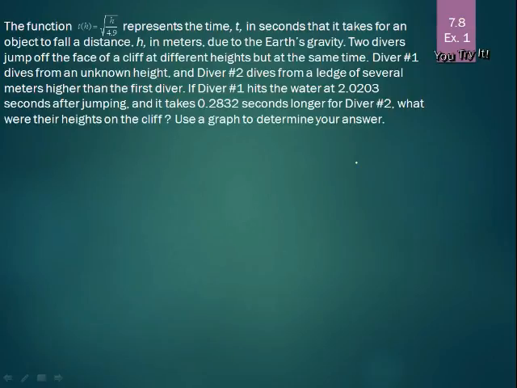If diver number 1 hits the water at 2 and 203/10,000 seconds after jumping, and it takes 2,832/10,000 seconds longer for diver number 2, what were their heights on the cliff? Use the graph to determine your answer.